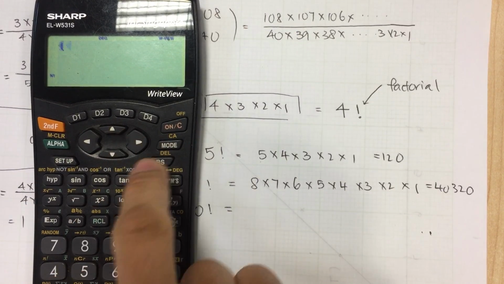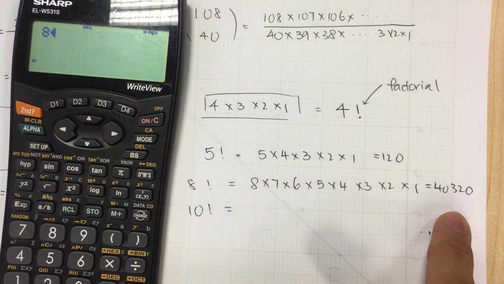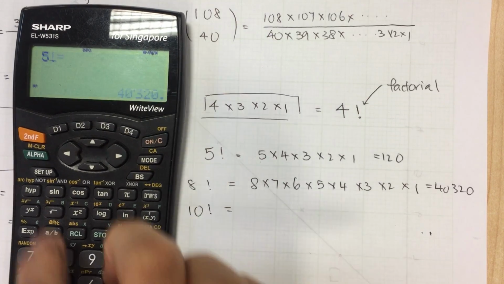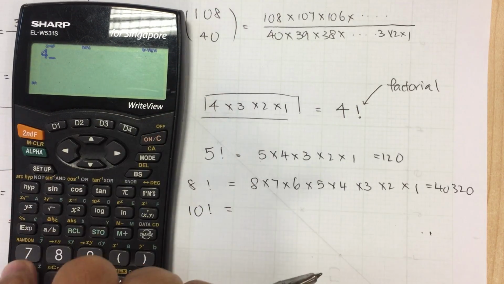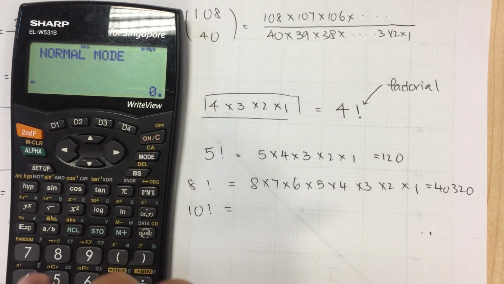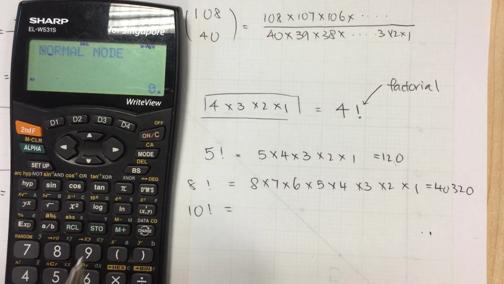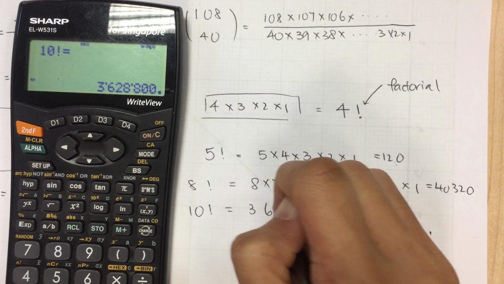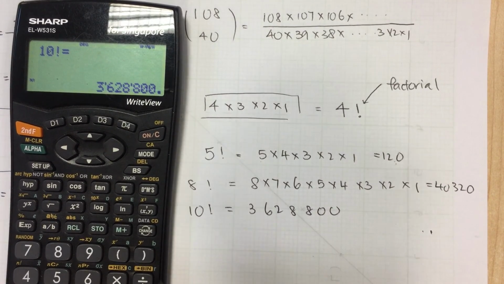Let's verify with 8 factorial first. We found that the answer is 40,320. There you go, 8 factorial is 40,320. How about 5 factorial? It gives me 120. How about 10 factorial then? Wow, 3,628,800.